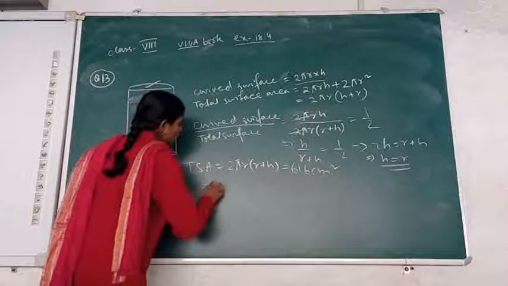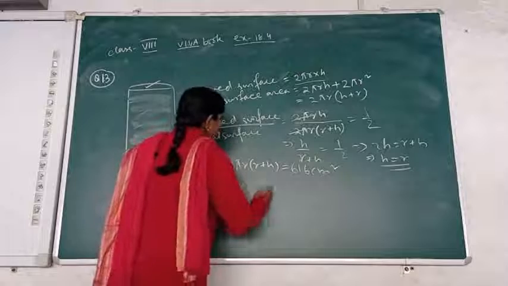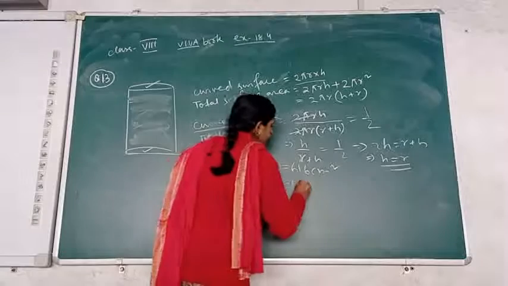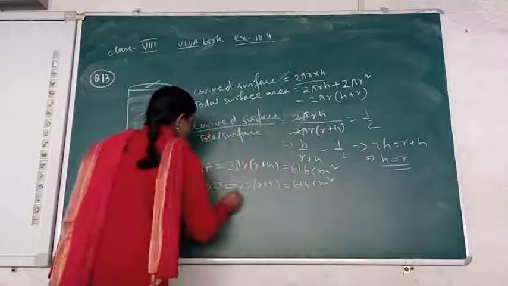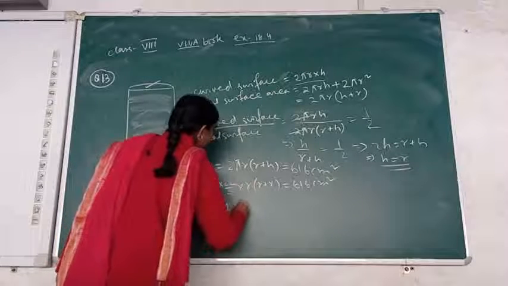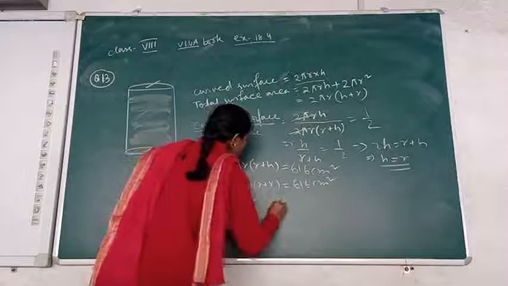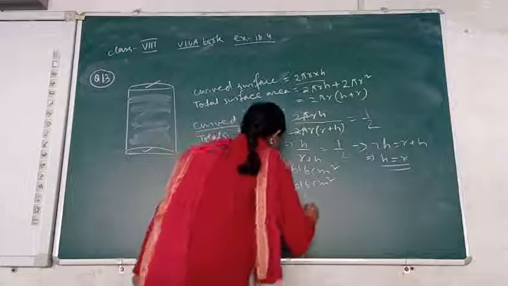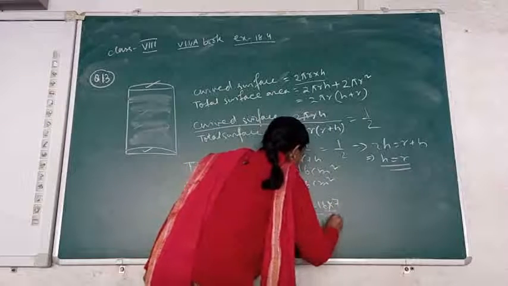Now put the values here. What will we get? 2 into pi means 22 by 7. R means let it be r, and in place of h we are also going to replace h by r. Here we are getting 616 centimeter square. So let's cancel. It is 44 by 7 into 2r into r, that means 2r square, equal to 616 centimeter square. Or r square equals 616 into 7 by 44 into 2.